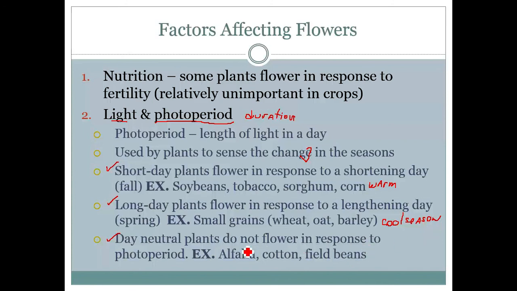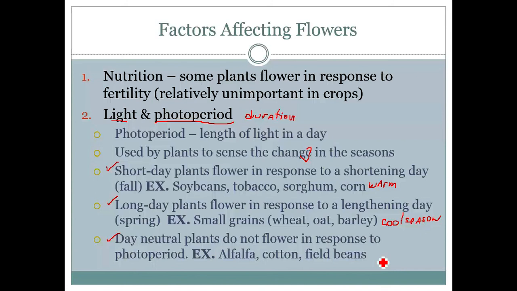Some of these day neutral plants, alfalfa, cotton, field beans, it turns out that most plants do show some day length response. During domestication, though, we have tended to select out that trait because it's kind of annoying to work with from a production standpoint. It doesn't allow you much flexibility in planting dates, and it doesn't allow you to move a species north and south very much because day lengths differ.